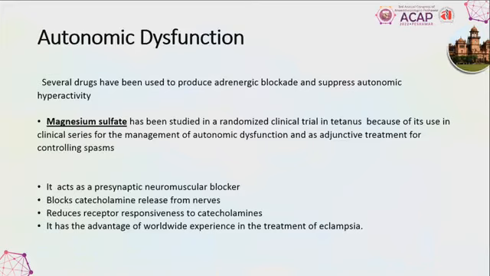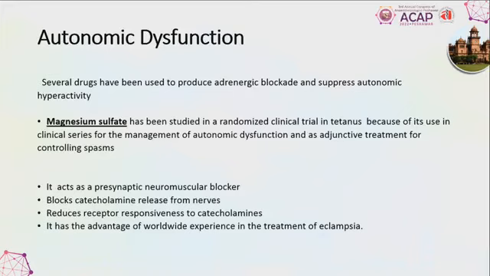The other thing to block adrenergic autonomic response is magnesium sulfate, and it is the gold standard drug. I think everybody is using it for tetanus, and it has been studied in a randomized controlled trial in tetanus because it is used in clinical series for management of autonomic dysfunction and as adjunctive treatment for controlling spasm. Why is it important? It acts as a presynaptic neuromuscular blocker, blocks catecholamine release from nerves, reduces receptor responsiveness to catecholamines, and it has the advantage of worldwide experience in the treatment of eclampsia.